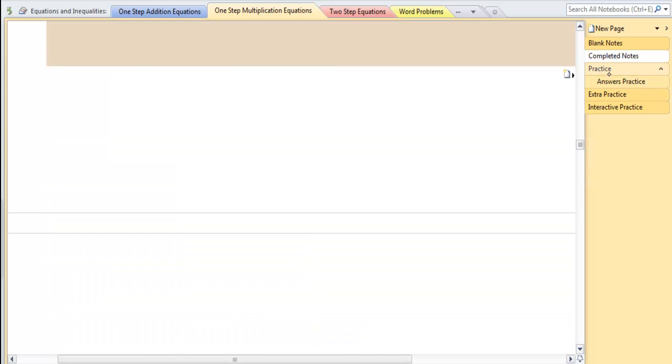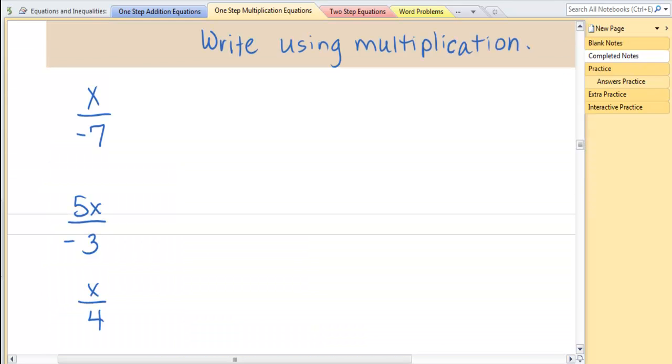So I want you to try a couple of these. Write each of these using multiplication instead of division, and when you're done, come back and see how you did. In the first problem, you should end up with -1/7 times x. In the next one, -5/3 times x. And in the last one, 1/4 times x.